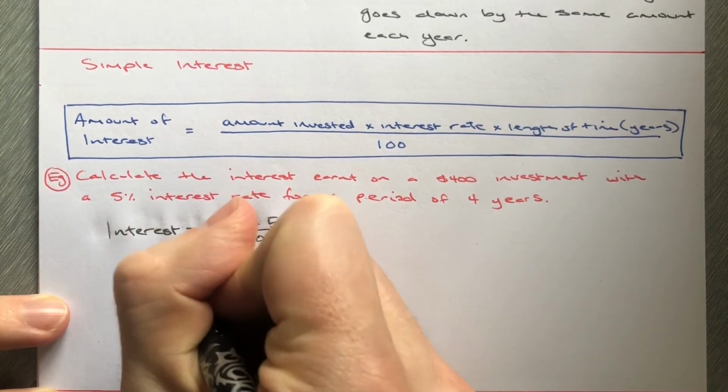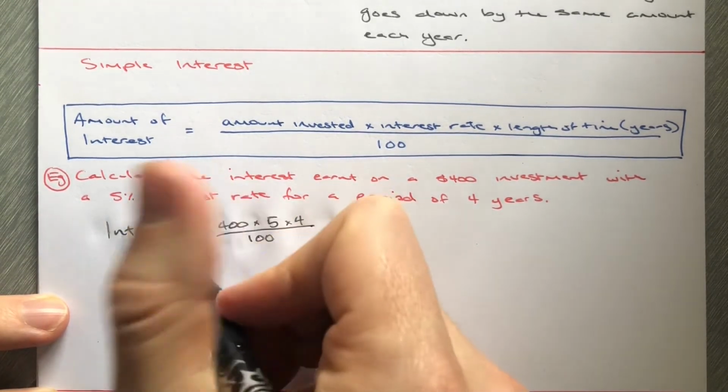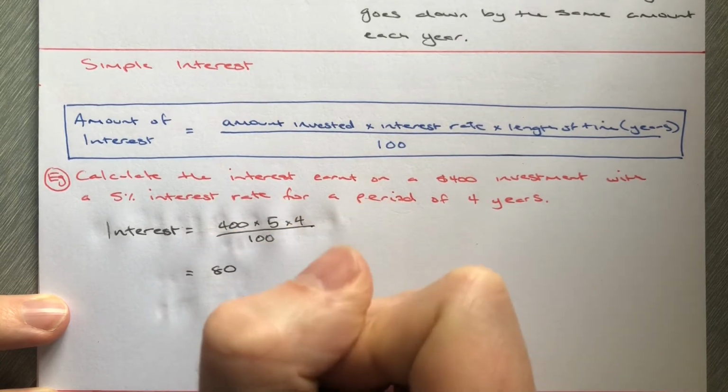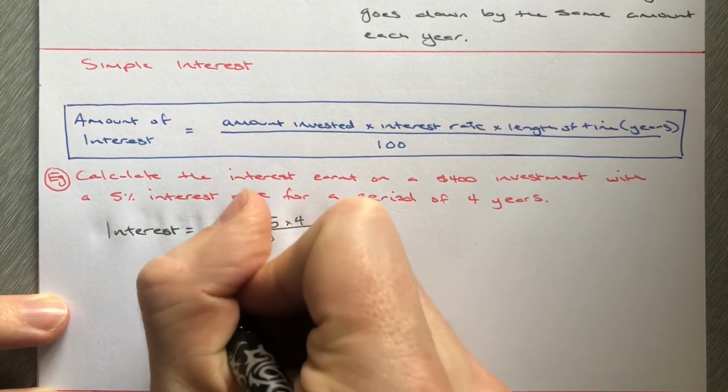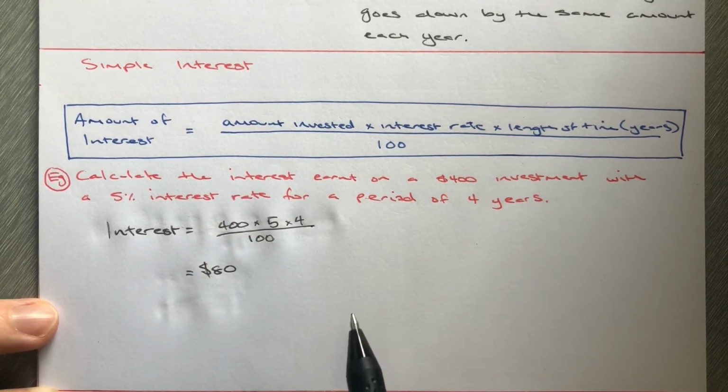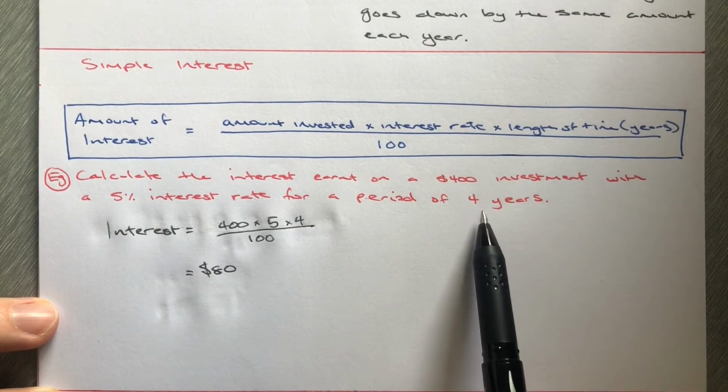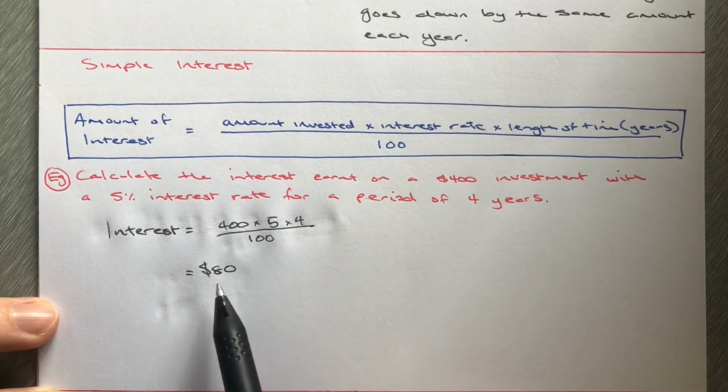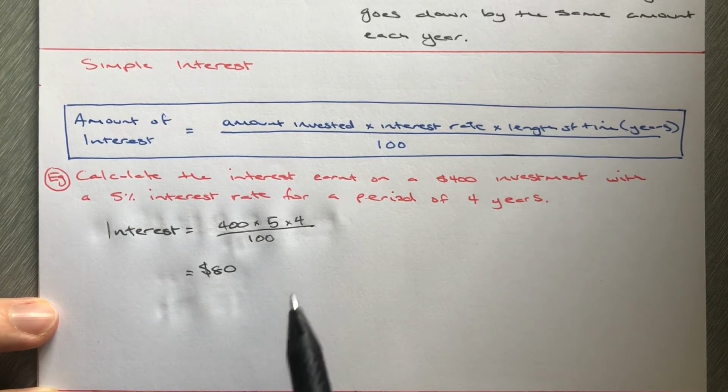Now if you put that into your calculator, or you can do it by hand, whatever you like, the answer comes out to be 80. So that would mean $80. So that would mean over that 4-year period, it's earned $80 interest. Okay. Now we've used this rule here, but you can do it without using the rule as well.